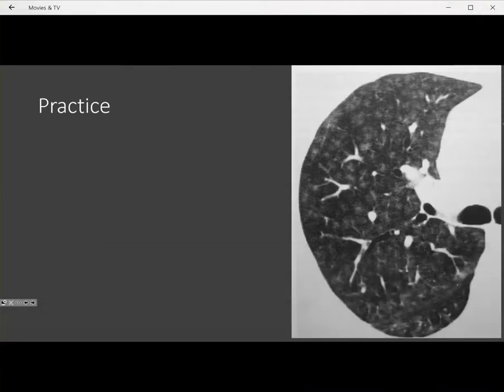Okay, so let's do some practice. Here's a case where we open it up on CT in axial images at the level of the carina. Again, we look at this lung here, and we can see that there are several micronodules throughout the lung. Again, these are going to be less than 5 millimeters in size.